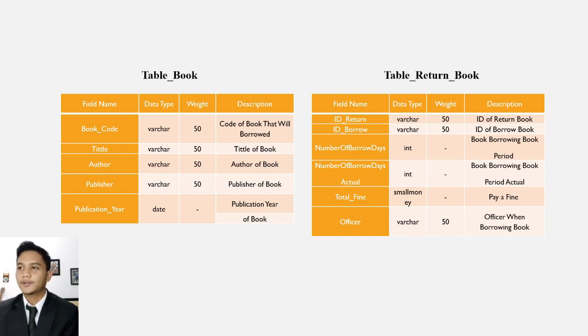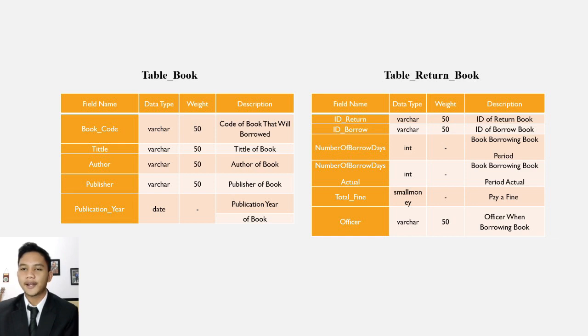And next is table book. Table book contains book code. Book code, the data type that is used is varchar, and the weight is 50, and the description of book code is code of book that will be borrowed. And then the content is title. The data type that is used is varchar, and the weight is 50, and the description of title is title of book. And then author.